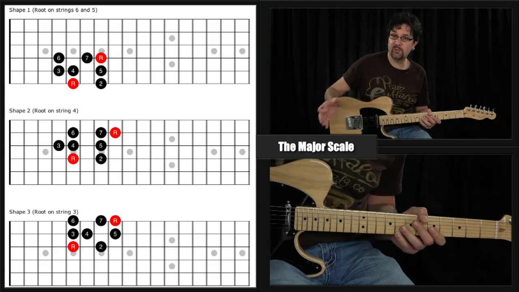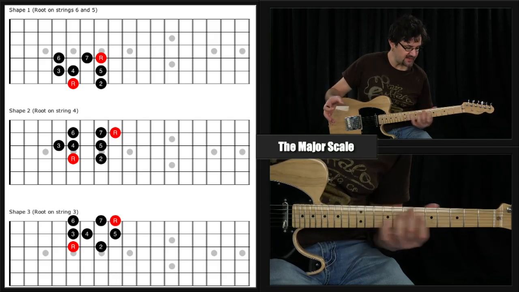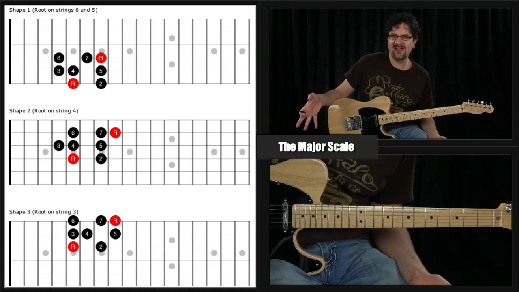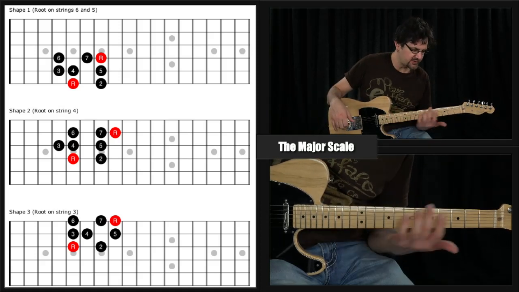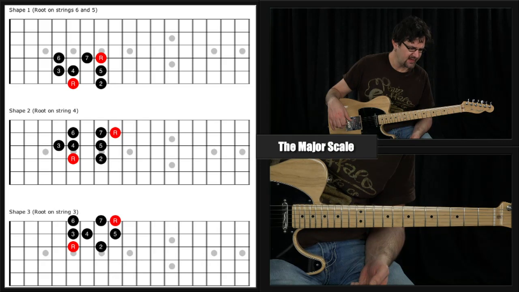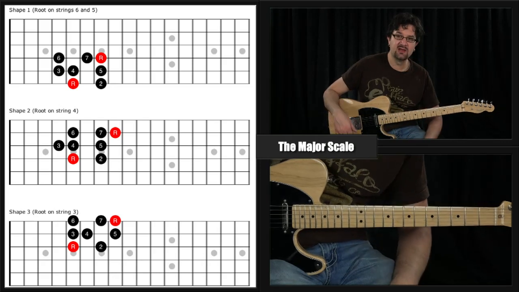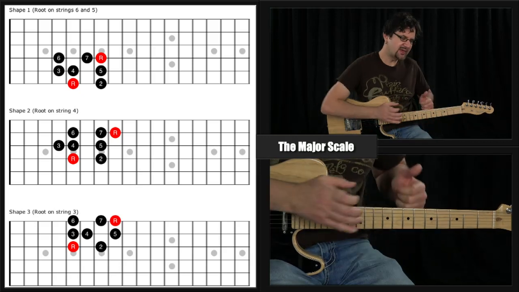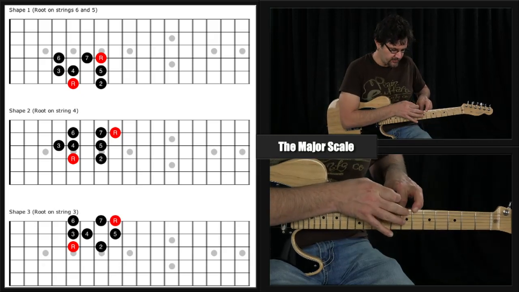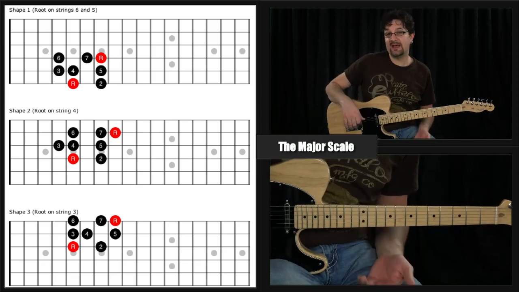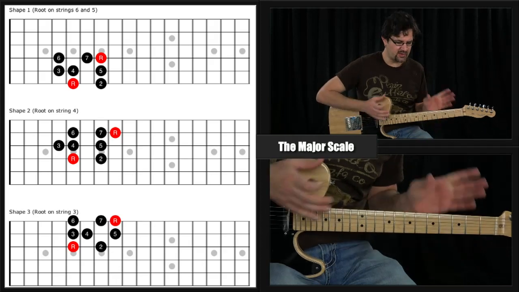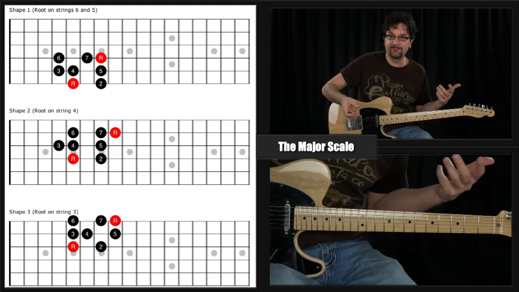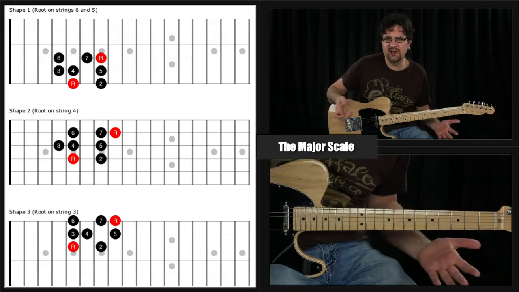The root is always red, and that means that those shapes are movable. You don't have to start it on the 5th fret. You can start it anywhere. The root can move around. And so you know how to play the major scale anywhere on your fretboard. Now, because the shape uses 3 consecutive strings, we're kind of limited in the range of the guitar right now if we just use one shape. It's completely feasible, but we're limiting the range.